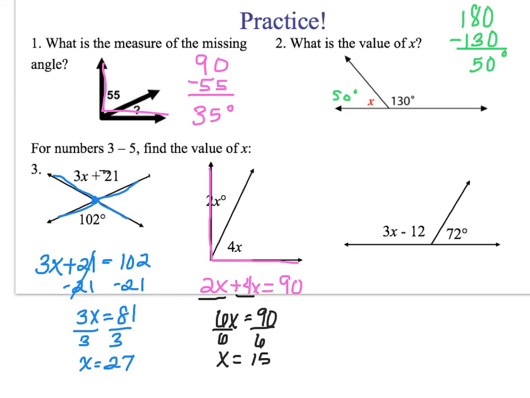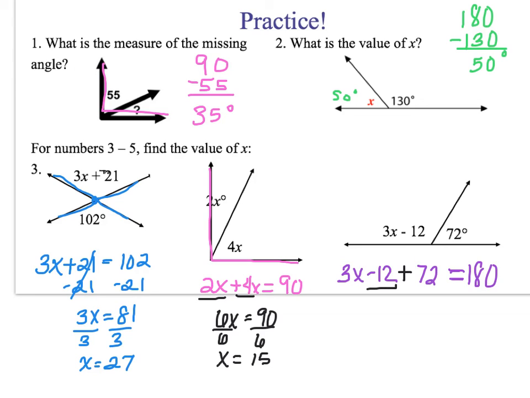Lastly, solve number 6 and enter your answer. For number 6, I have supplementary angles since the angles are on a straight line. So automatically, I'm going to set my equation equal to 180. And now I need to combine my angles. So the first angle, 3x minus 12, when I put that together, and I add my second angle of 72, it all equals 180. From here, I can combine my like terms.